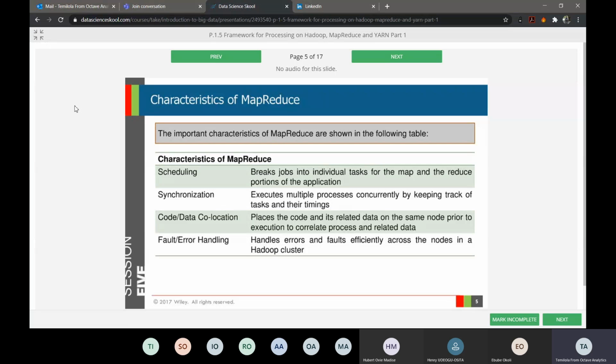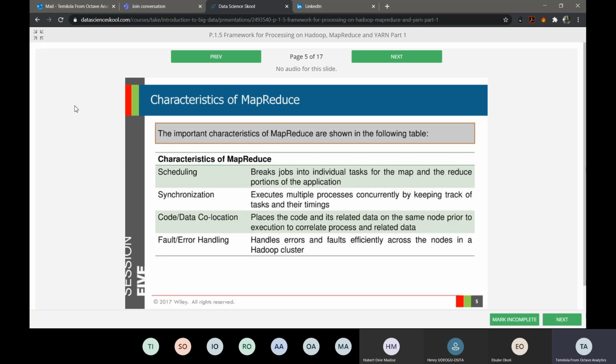Then the next characteristic of MapReduce is fault or error handling. If you remember from the last class, I told you guys about the issue of single point of failure. Single point of failure means you have a certain entity in your Hadoop ecosystem, let's say just one copy of a device or one copy of a file. When that device fails or breaks down, you don't have any other device to work in place of it. That's what you refer to as single point of failure.